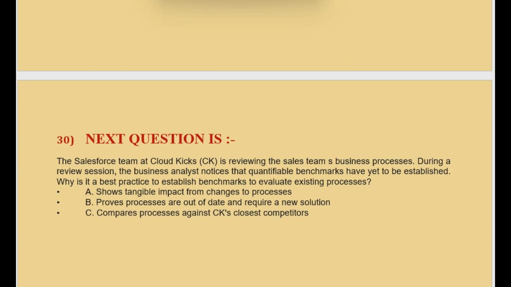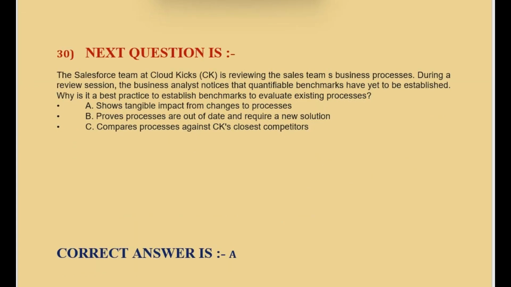Option A. Shows tangible impact from change to processes. Option B. Proves processes are out of date and require a new solution. Option C. Compares processes against CK's closest competitors. Correct answer is option A.